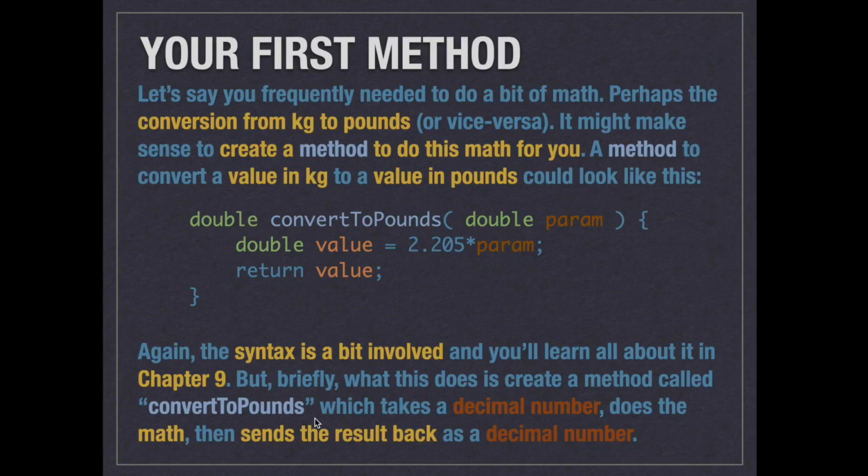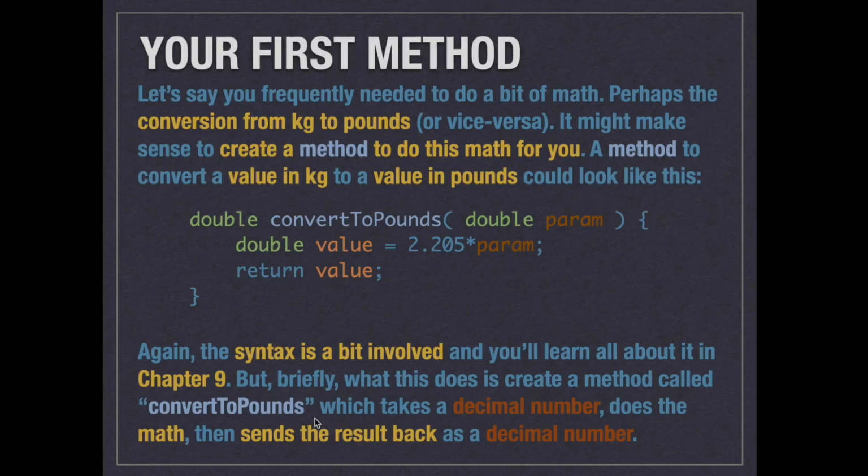So we previously had to do this little bit of math where we were converting from pounds to kilograms. We had to multiply by 2.2. Let's say you just have to do this a lot and you don't like typing the asterisk. Maybe, I'm not sure, but you don't want to do the math. Rather, you want to write a method to do the math for you.